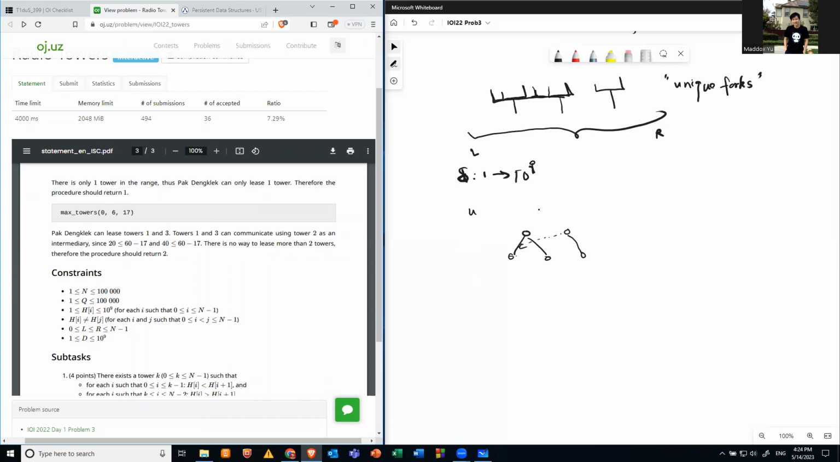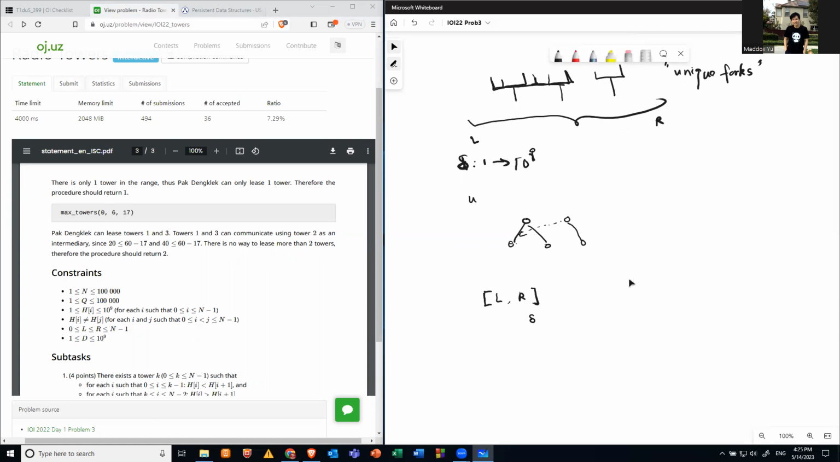Once we keep that, every time we look at the range, left to right, we just need to count, for that data at that condition, how many unique forks exist within there. The only thing you need to care about is the first one and the last one. You need to check if it's valid, because on this left side, for example, you may put another one here, or on this side, you could put another tower here.